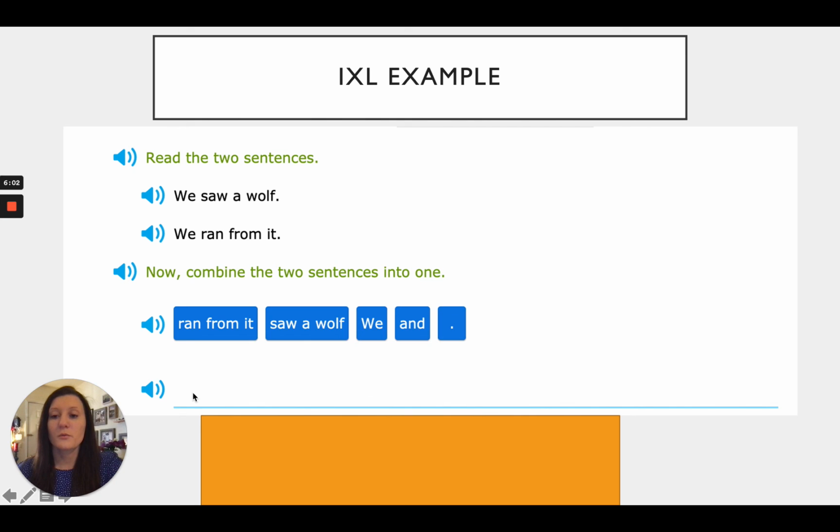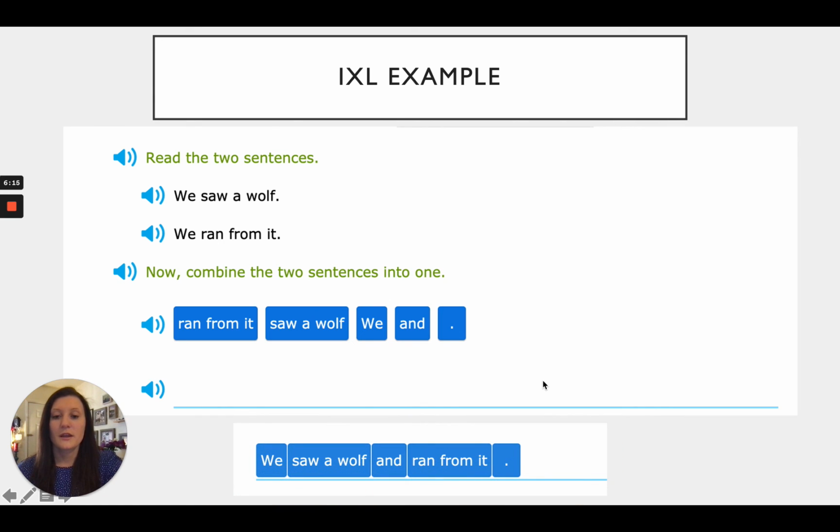So we would put we, and then we would say saw a wolf and ran from it, period. So let's check our answer, and we are correct. We saw a wolf and ran from it, period. All right, and that is our language arts lesson for today.